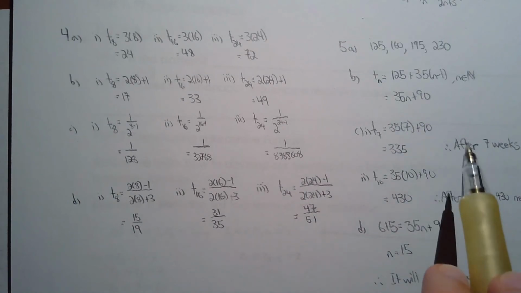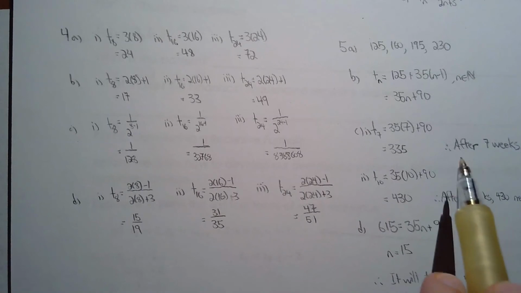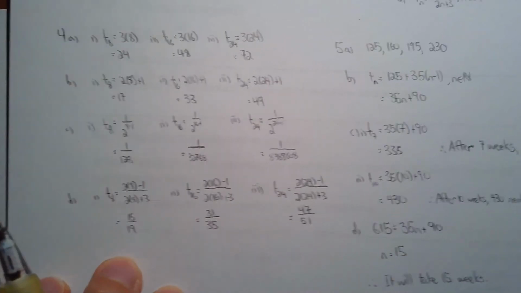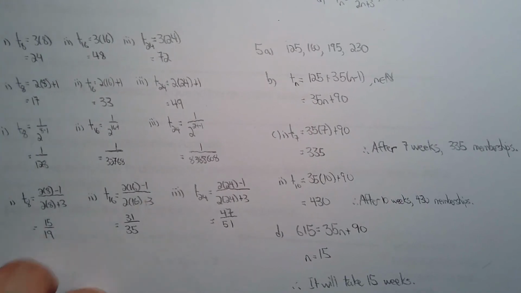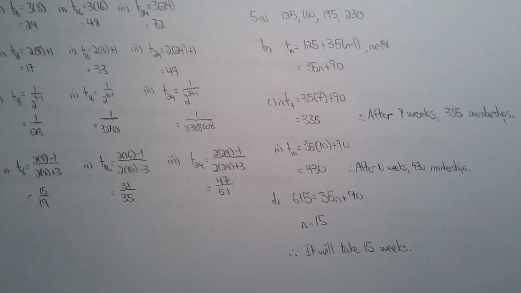And then I can find out how many memberships are sold after 7 weeks and after 10 weeks. And I can tell you when you will sell 615 memberships, which is 15 weeks. You just have to solve the equation.